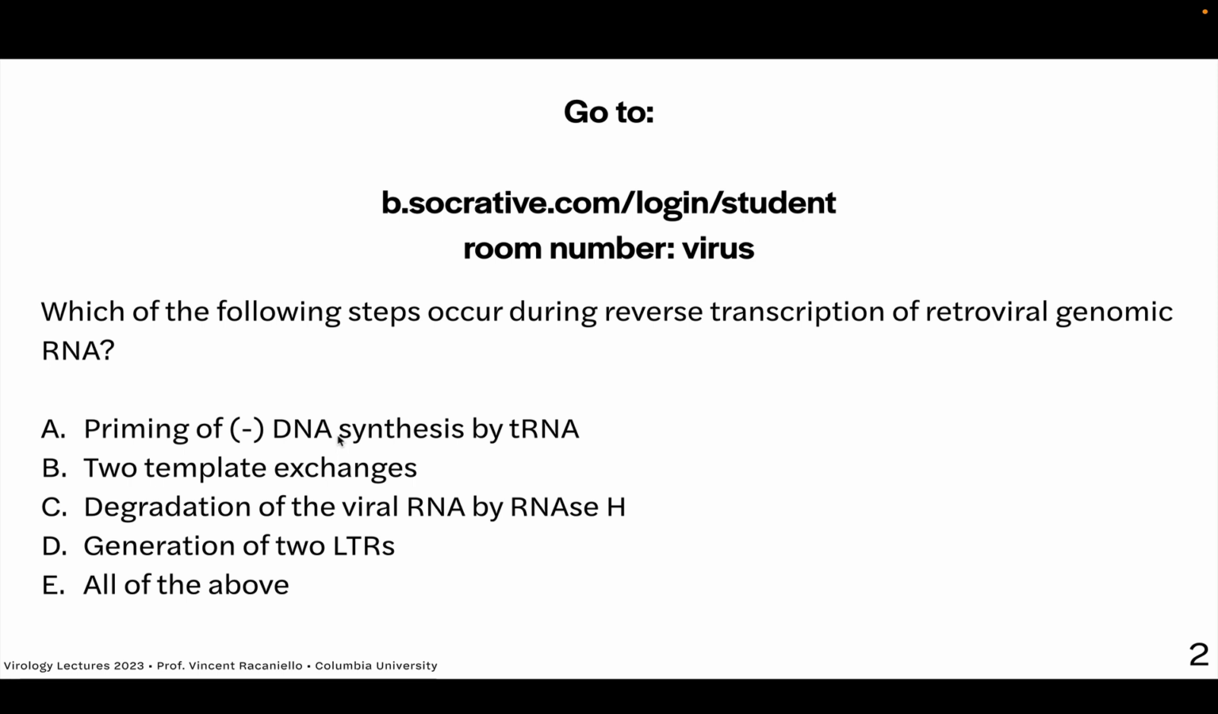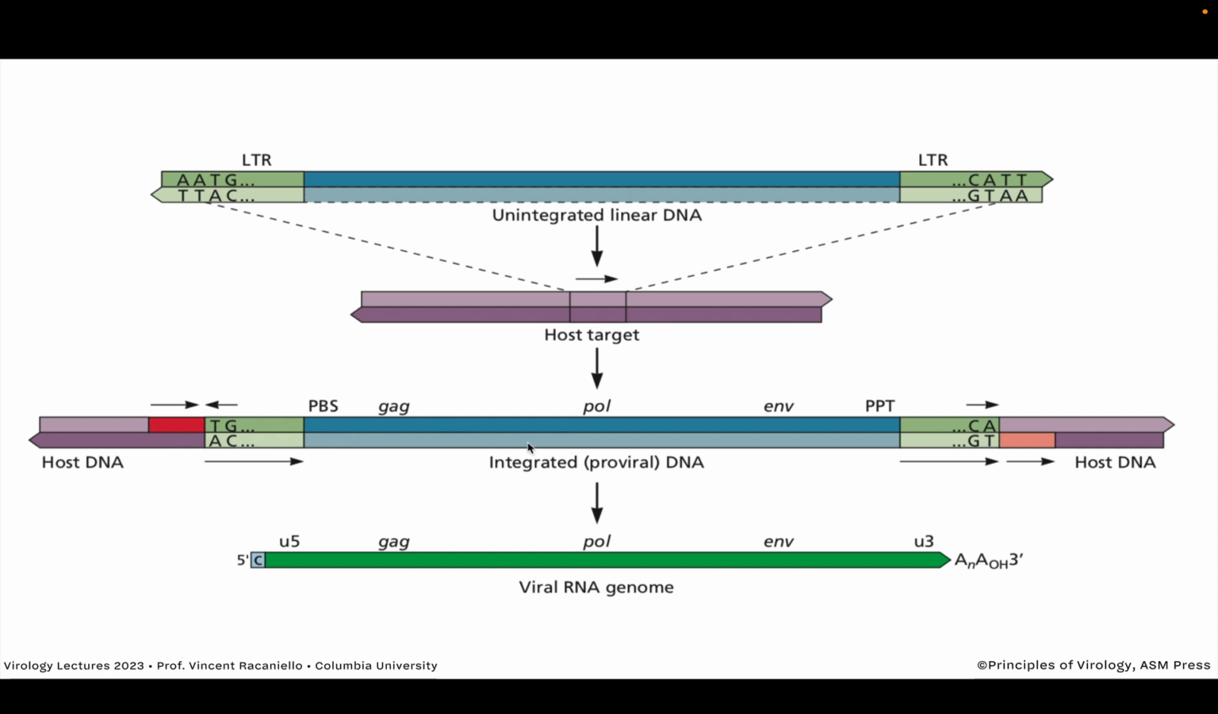All of these are right. Priming of minus DNA by tRNA, two template exchanges, degradation of the RNA by RNase H, generation of two LTRs. They're all correct. So what we have done is to make a double-stranded DNA copy of the retrovirus genome, which has at both ends a copy of the LTR, the long terminal repeat.